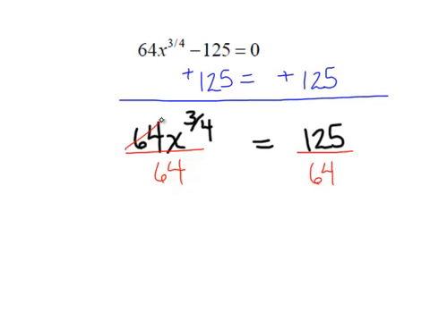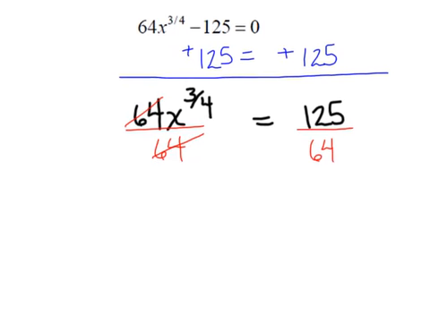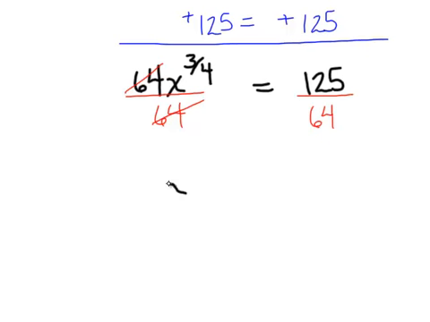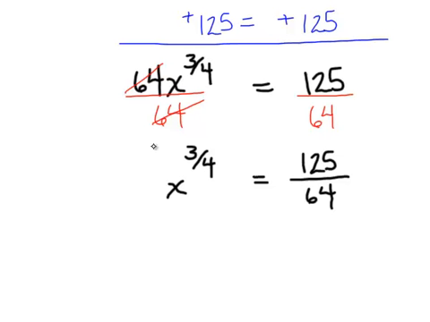On the left side, the 64s will cancel. I will simply have x to the 3/4. On the right side, that will not reduce. I will simply have 125 over 64. Now, I finally have my variable by itself, except for the fractional exponent, but you should be getting good at this by now. How do I get rid of that 3/4 in that exponent? I'm going to choose to raise it to the 4/3, the reciprocal.